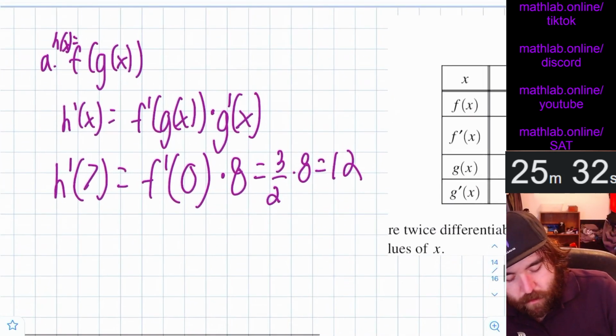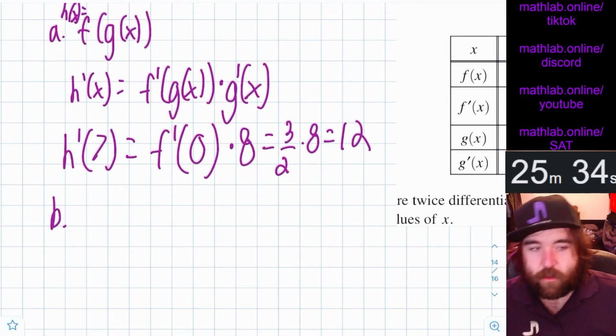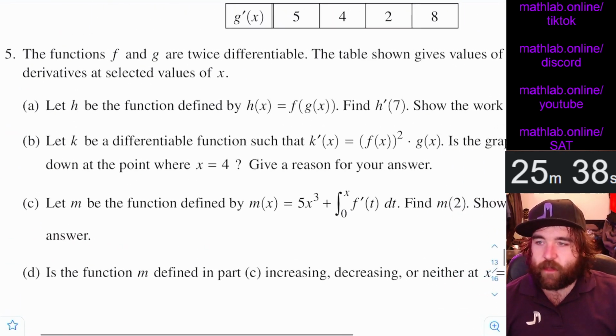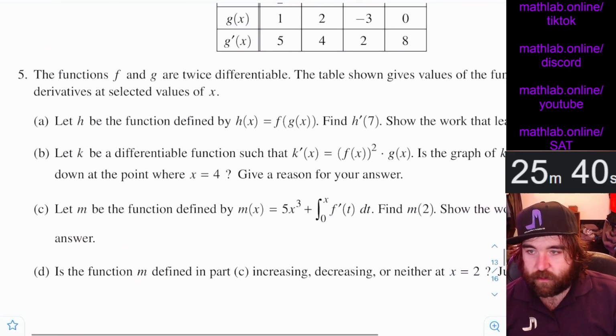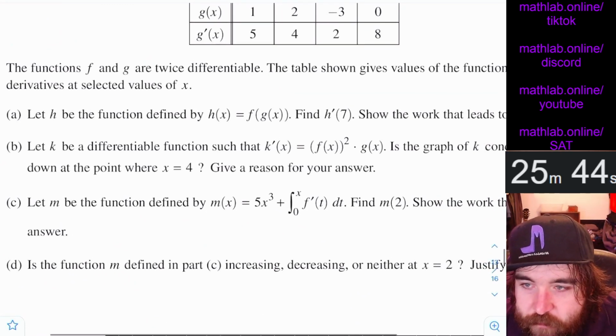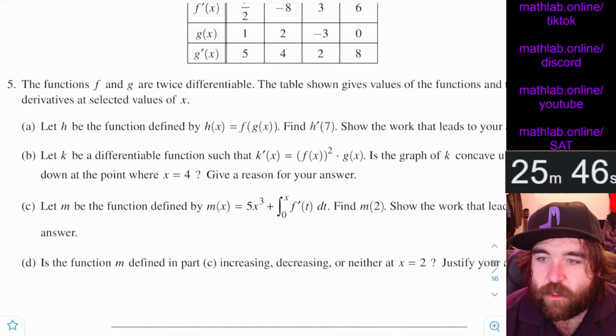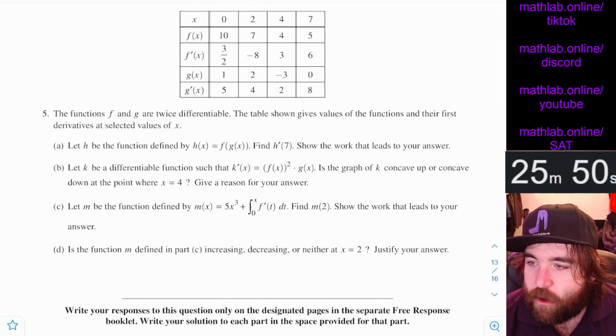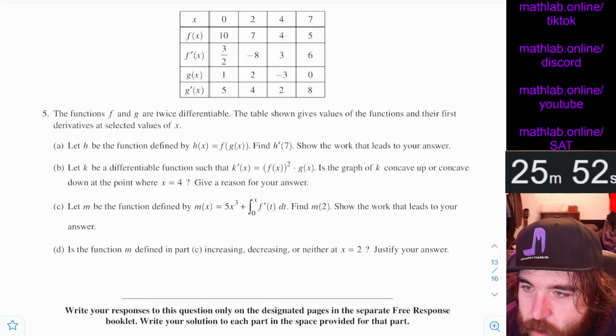Okay. Nothing more to say there unless y'all got questions. Next, B. Let k be a differentiable function such that k prime is f of x squared times g of x. Is the graph of k concave up or concave down at the point x equals 4?